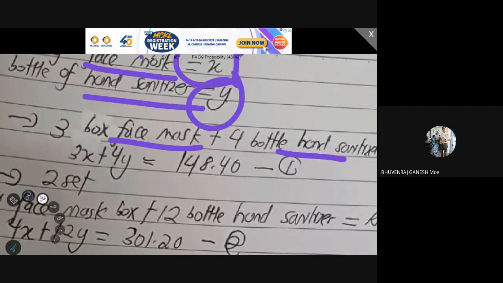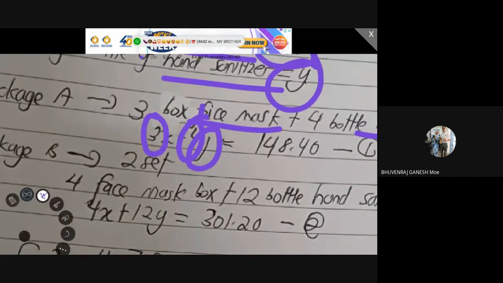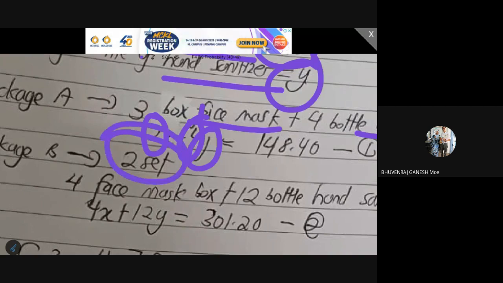So this is how you form your first equation. Yang ni mewakili quantity. This is the price for 1 unit. Harga seunit X dan Y. 3 dan 4 ni mewakili quantity face mask dan hand sanitizer. Okay, so that is for package A. And then package B, be careful lah guys. Package B, they say 2 set. Means you have to times the quantity by 2. Kamu kena darabkan bilangan yang diberi dalam pakej tu dengan 2. So initially they give you 2 face mask, so you need to write 4. Asalnya mereka bagi 6 botol hand sanitizer.